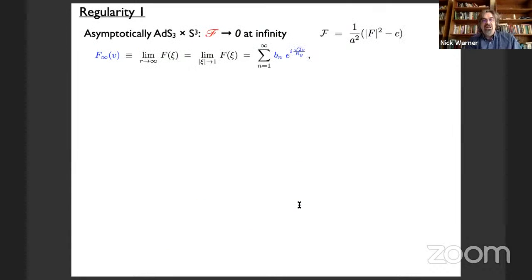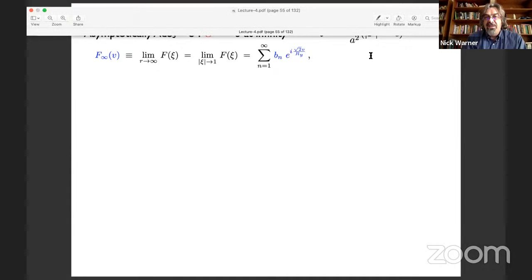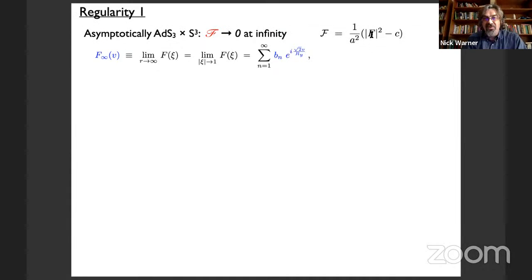So I'm now going to spend the next bit of the talk talking about regularity, and we've got a whole bunch of things to do. I'm only going to do a few of them, but we want asymptotically AdS3 times S3, and that means the function f has got to go to 0 at infinity. And that means we should look at what this is doing at infinity, and in particular, if we define f infinity of v as the limit of r going to infinity of f xi, but remember that's the same as modulus of xi going to 1, and that is simply this Fourier series. So as you go to infinity, you have this momentum wave with this Fourier series.